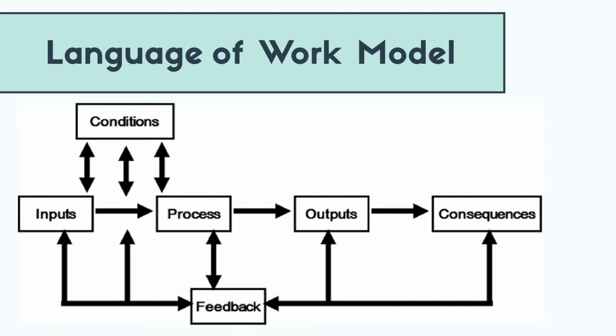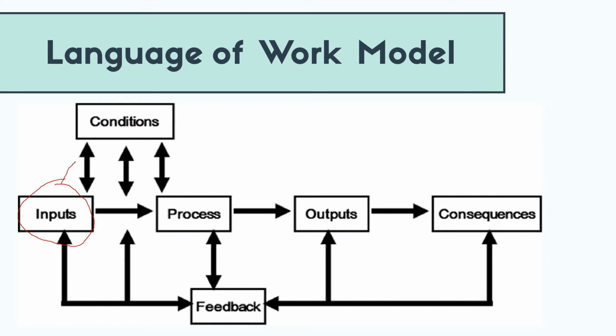Now let's take a closer look at the 6 elements of work. We're going to start with inputs, and there are 2 types of inputs. They can be resources or they can be triggers. Resources are things like budgets, equipment, and human capital. Triggers are requests for work. Inputs are under given conditions.